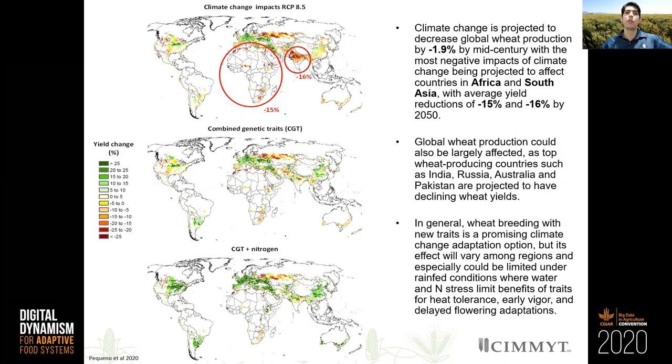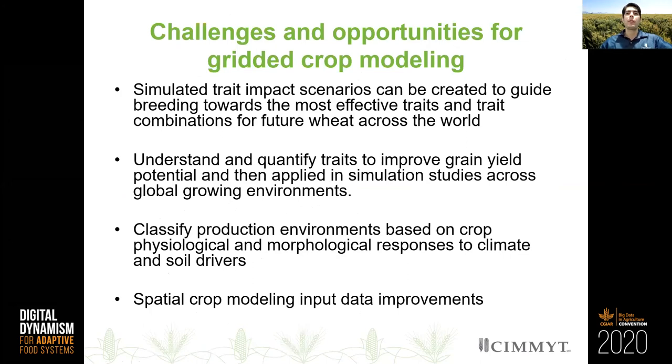And also nitrogen could improve this, could increase the yield and getting more benefits from the crop genetic traits. So just to finalize, some challenges and opportunities for gridded crop models.